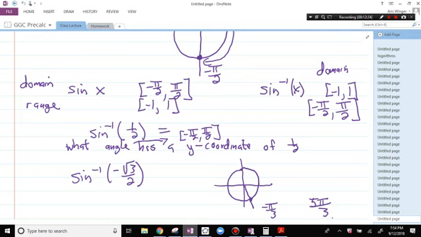So the interval is only 3 and 4? Yeah, the interval is only quadrants 1 and 4. Quadrants 1 and 4. That's right. That's exactly right. That one is negative pi over 3. Okay. Questions there? Let's do cosine.